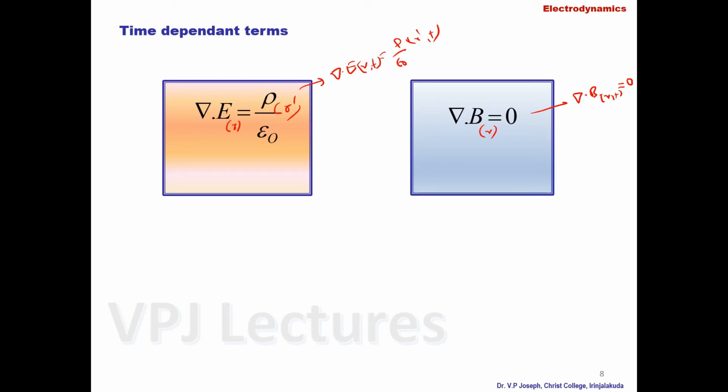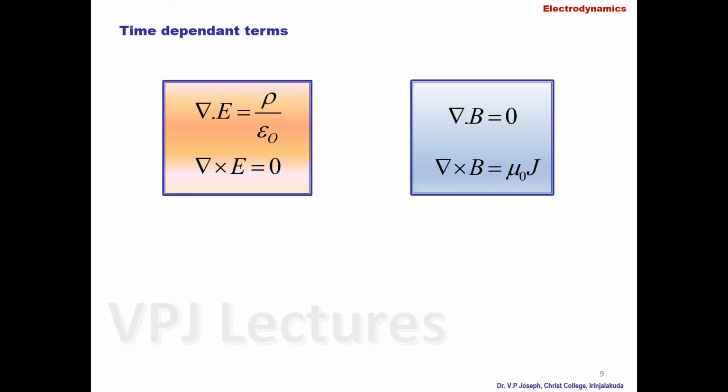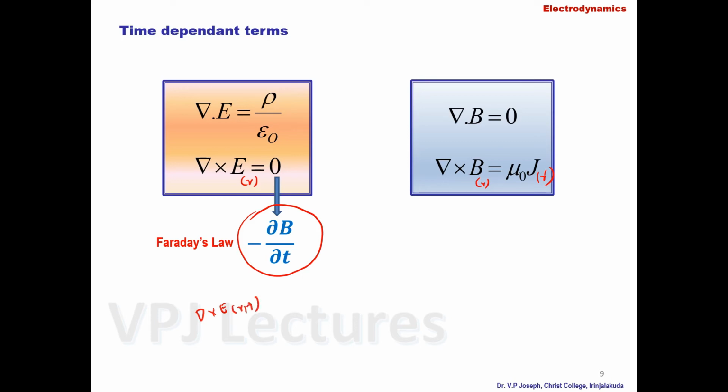And the other equations, del cross E is equal to 0, and del cross B is equal to mu 0 j. This equation, del cross E of r is equal to 0, del cross B of r is equal to mu 0 j of r dash. And this changes by adding another term with the help of Faraday's law. We have to add a term here like this, minus dou B by dou t. So this is Faraday's law. Minus dou B by dou t, that is, del cross E of r,t changes to minus dou by dou t of B of r,t.